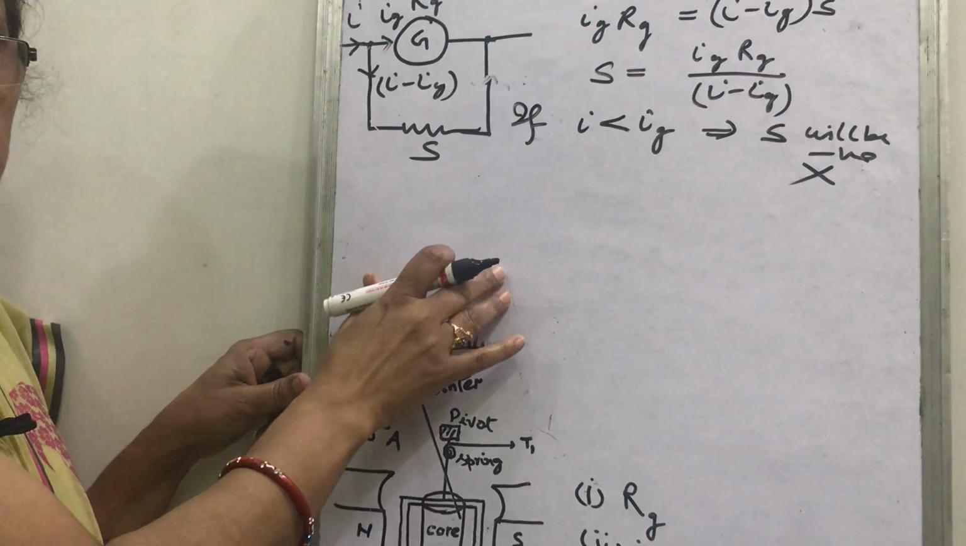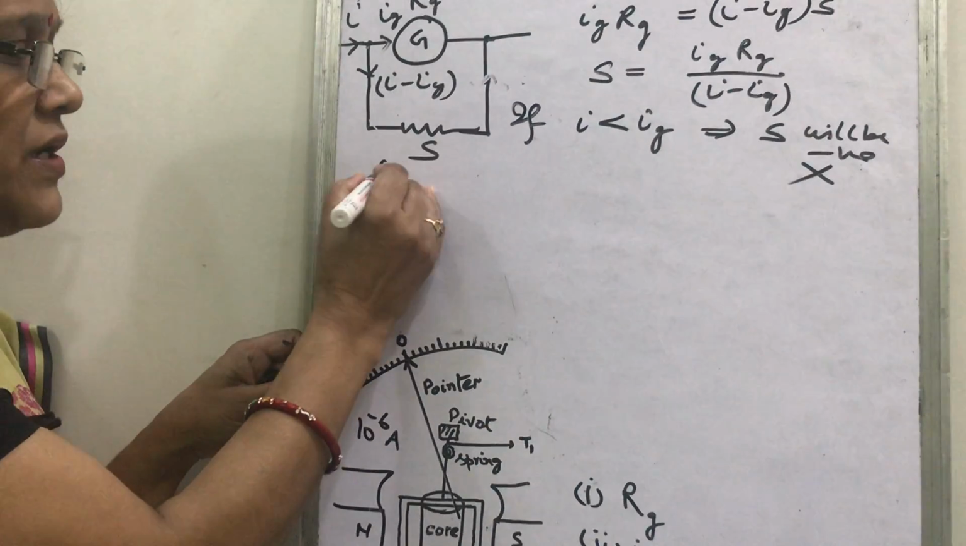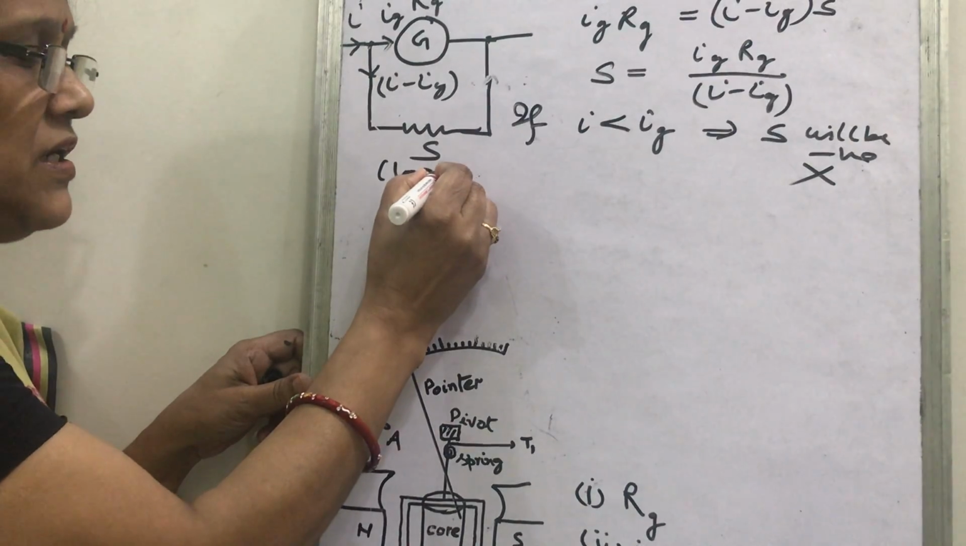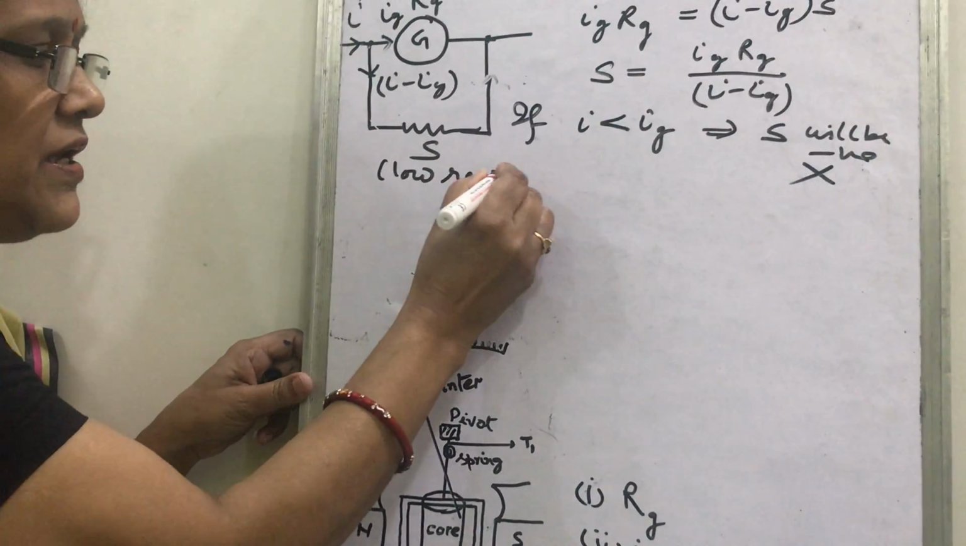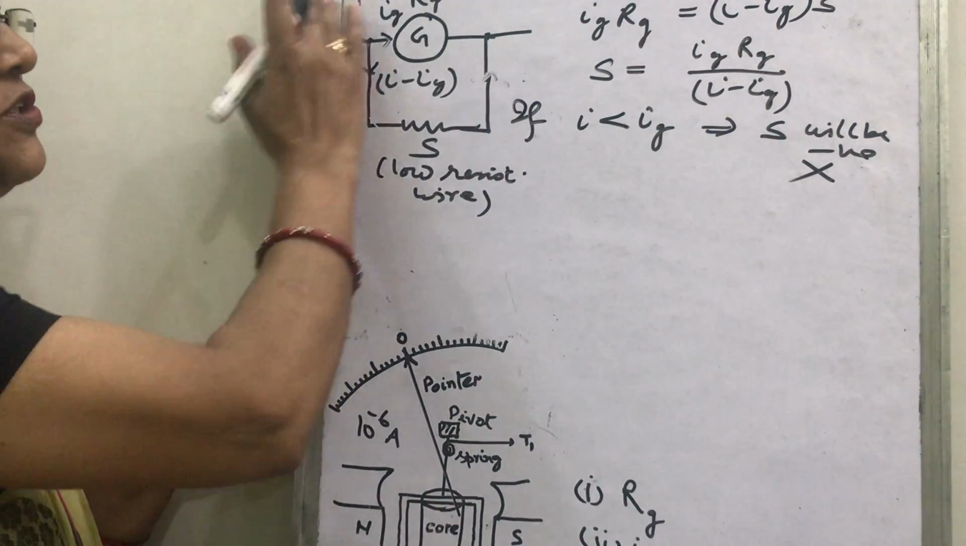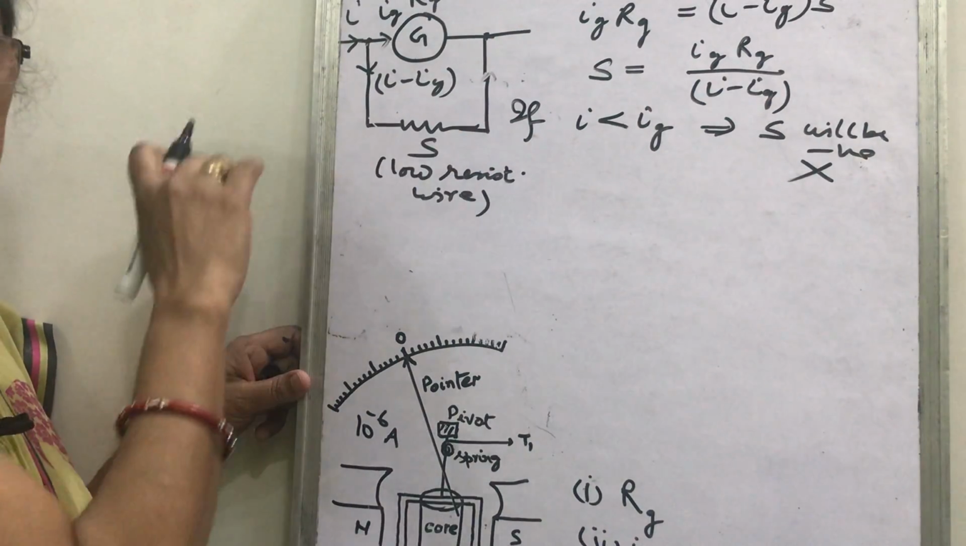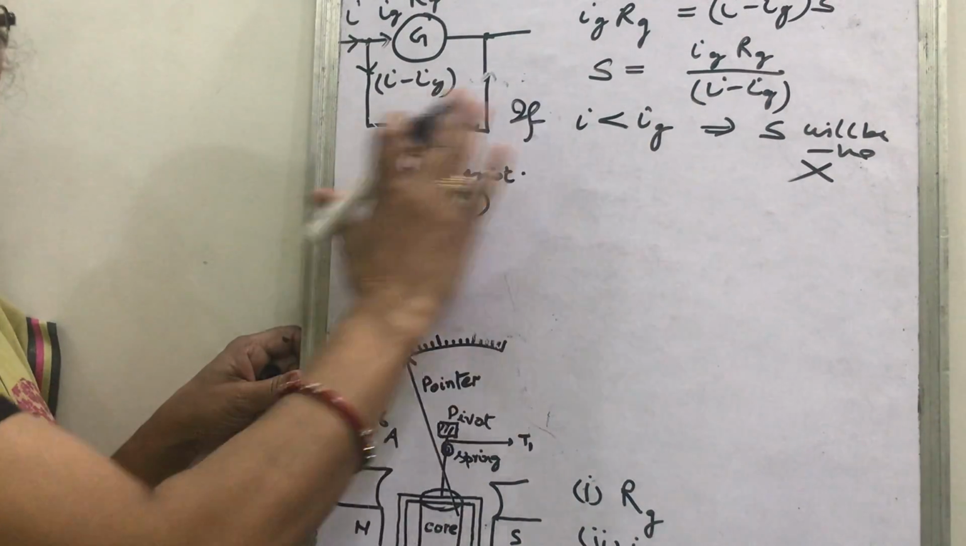I have given the explanation of why the shunt, that is a low resistance wire, is connected in parallel to the galvanometer. This total is the figure of the ammeter. The ammeter is connected in series in a circuit. These are all the questions here.